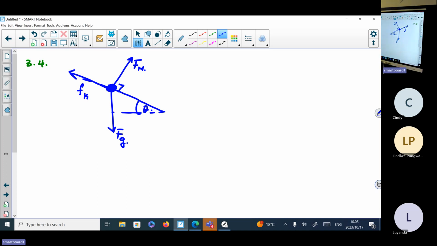We were not given the height. However, someone might choose to say, but I can calculate the height of this object. If this is 25 degrees and this thing is going to slide a displacement of 3 meters, that's why they've said down the incline, I can easily calculate the height of this object.